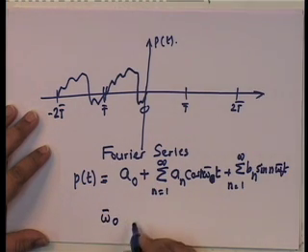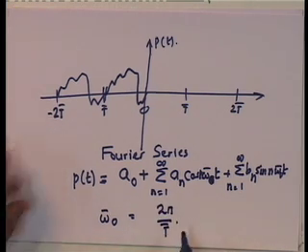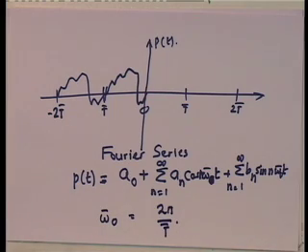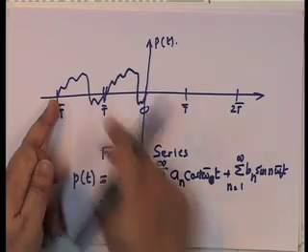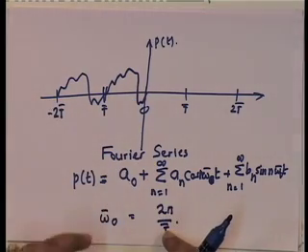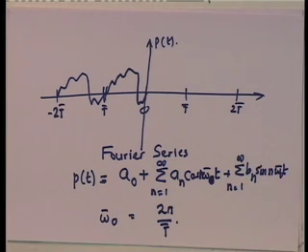Omega bar 0 is nothing but 2 pi upon T. So, omega bar 0, the lowest frequency, is really, this is the time period. So, 2 pi upon the time period gives me the lowest frequency. And so, if you look at it, what does this become?